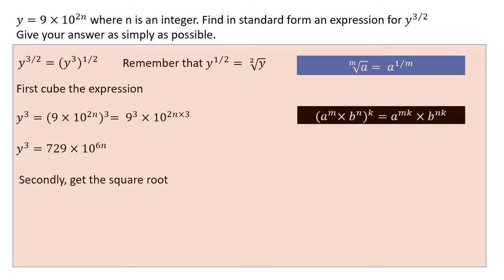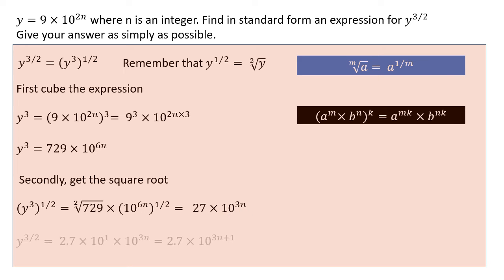Now the second thing that we're going to do is to get the square root of this expression. So if we get the square root of both sides, we have y cubed all to the power half is equal to the square root of 729 multiplied by 10 to the power 6n all to the power half. Remember again that the square root means to the power half, since the mth root of any number is equal to that number to the power 1 divided by m. Hence, we have the square root of 729 is a simple 27, and 10 to the power 6n all to the power half means that we're going to multiply half by 6n, and this gives 3n. So we end up with 27 times 10 to the power 3n.